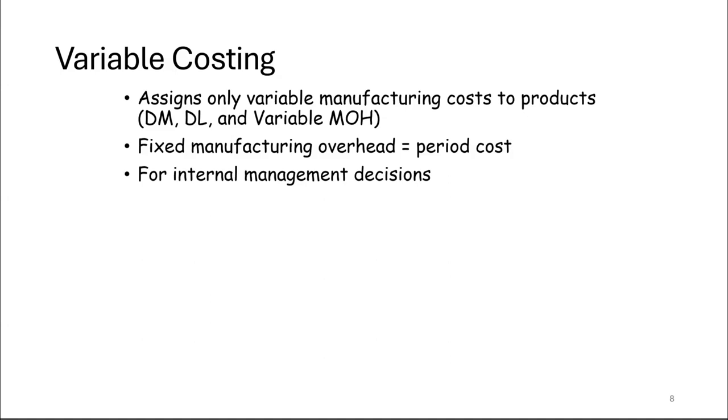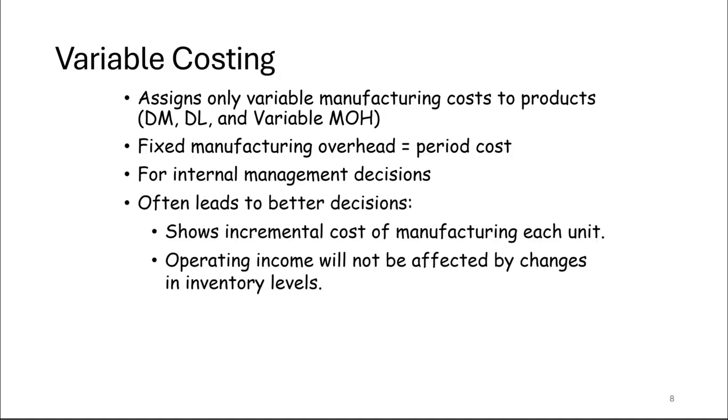Now again, this is for internal management only, but it often leads to better decisions because it shows you the incremental cost of manufacturing each unit, which is a great thing to know. Operating income will not be affected by changes in inventory levels, because it only looks at the costs that affect the sale.